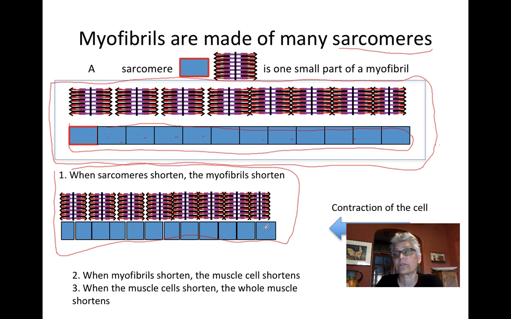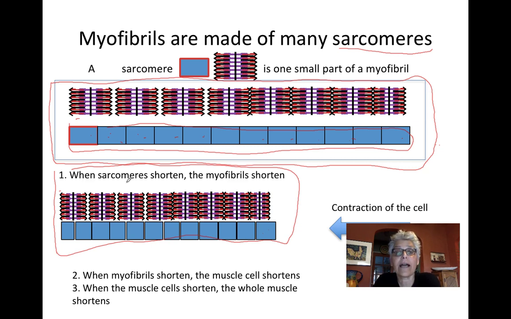That's right, they've shortened. And if we look at the actual, it's still a cartoon version of the sarcomere here, can you see what's happened? Can you see the Z lines here? And now you can see the Z lines here. Can you see that the distance between the Z lines is shortened? In other words, the sarcomere has shortened. It's gone from larger to smaller. And when the sarcomere shortens, the myofibril shortens. And when the myofibril shortens, the muscle cell shortens.